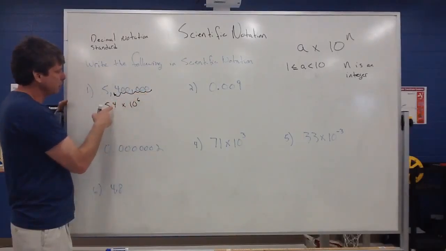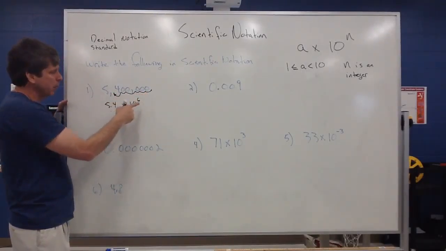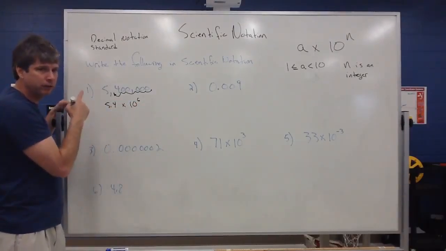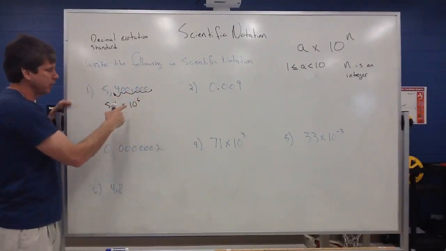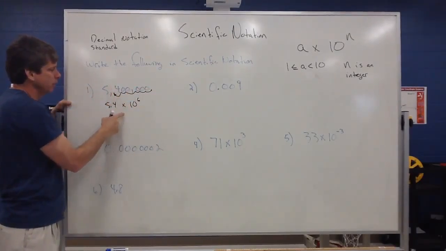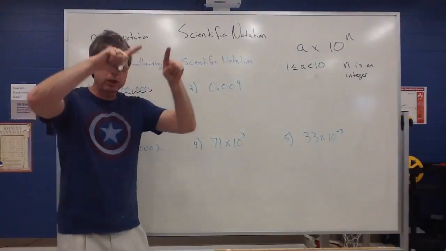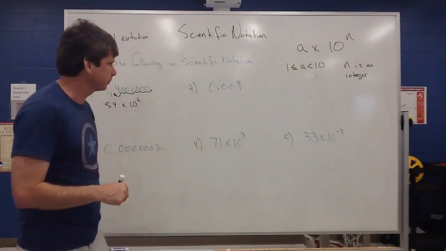So notice how I created a number between 1 and 10. I looked at my decimal places. How many did I move it? I moved it 6. What I got to pay attention to is since I lost 6 places, I got to make that a positive 6 to make the decimal move back 6 places to the right because this has got to be equivalent to this. And that would make sense. So you're going to see that if the number is a really big number, we're going to be using positive exponents to express that.